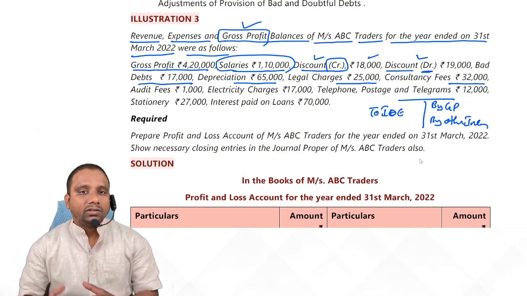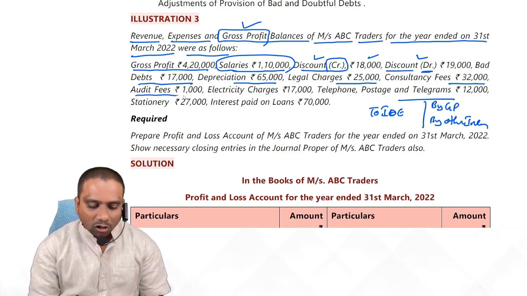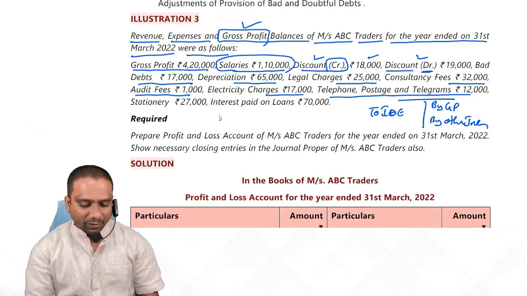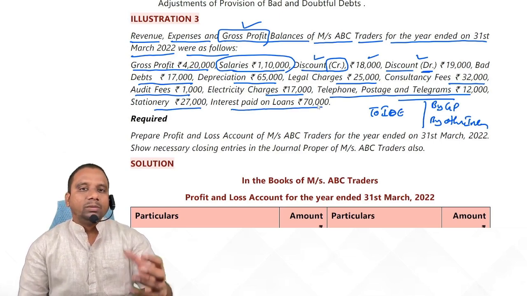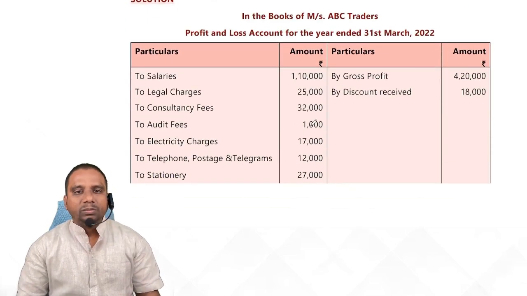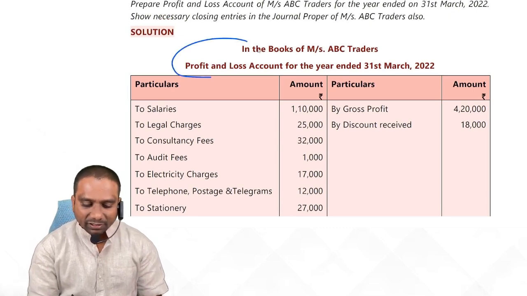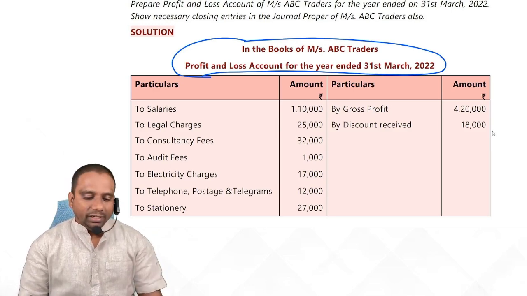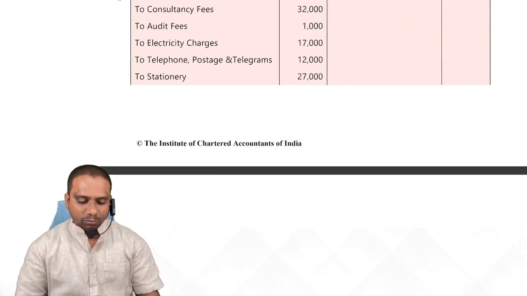This net profit or net loss is transferred to capital account. Audit fee, expense debit. Electricity charges debit. Telephone, postage and telegram debit. Stationery debit. Interest paid on loan debit, expense. After debiting all these expenses and crediting all the incomes, now your P&L account looks like this. Don't forget to write this heading, students. It is very important. Don't commit any mistake in writing it. This is our question number.